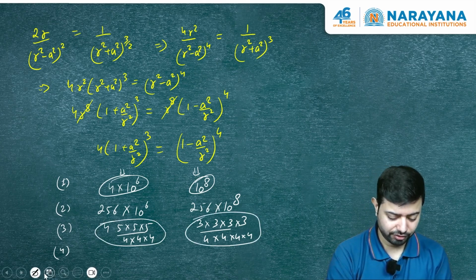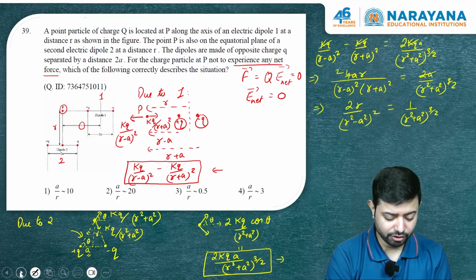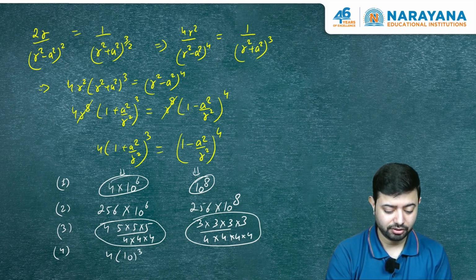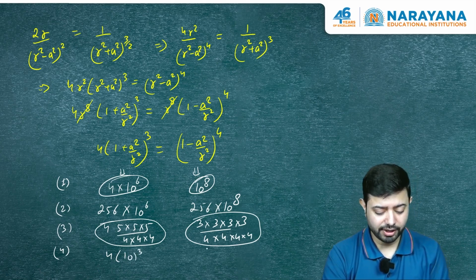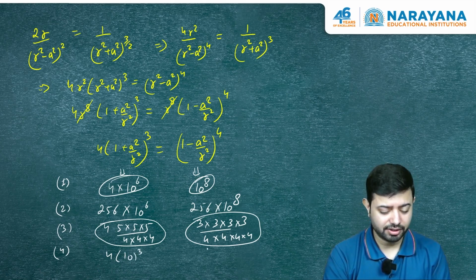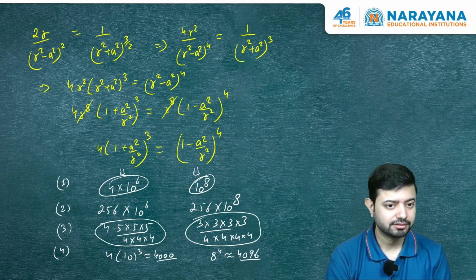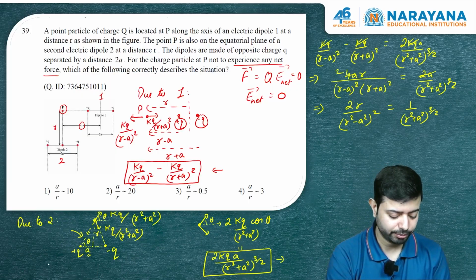Here, if you see carefully what is happening with the fourth option. If I take A by R to be around 3, what is the left side? Left side is 4 times 1 plus 3 squared, that is 9, that is 10, 10 to the power 3, and on the right hand side it is 1 minus 3 squared, that is 9, that is 8 to the power 4. Now, 8 to the power 4 is 4096 and this is 4000, they are pretty much closer. So, I will go with the fourth option.